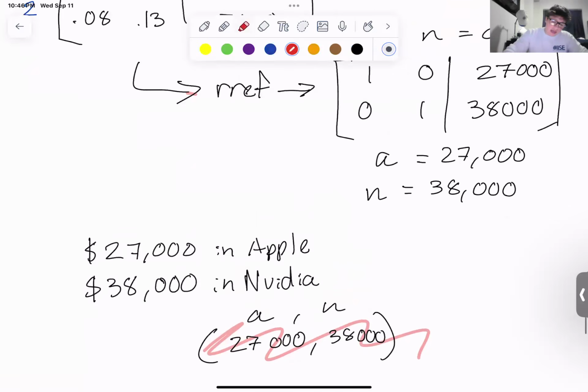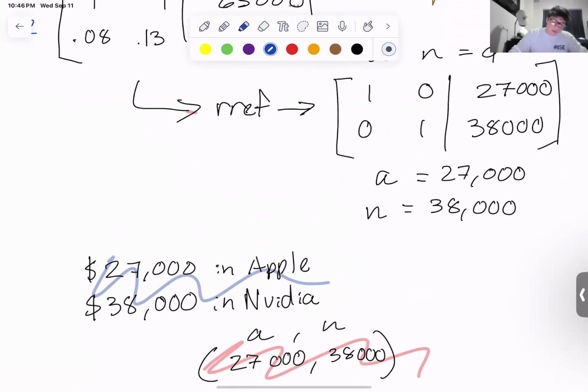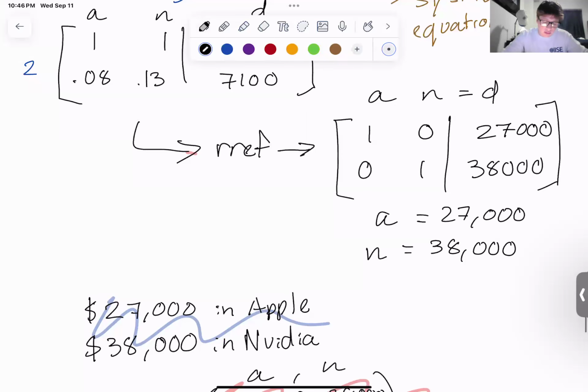All you're going to be asked is to say how much was in Apple, how much was in Nvidia, which is what is in blue. Not that ordered pair down there, so don't worry about it. Don't stress yourself more when you don't have to.